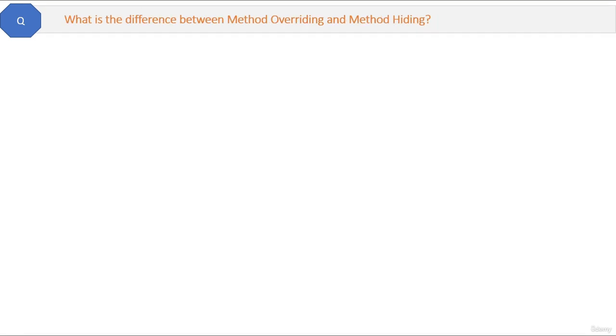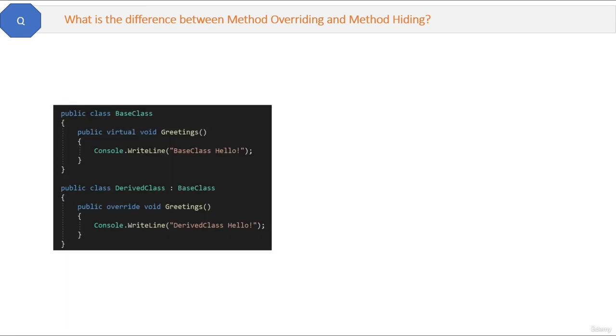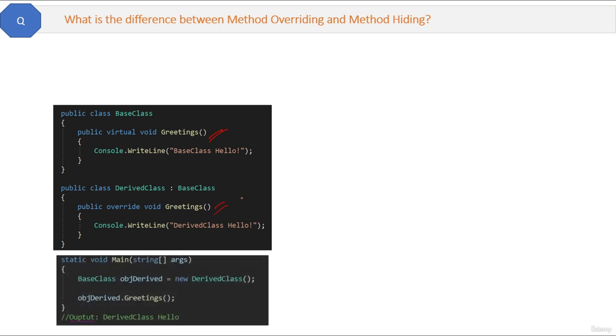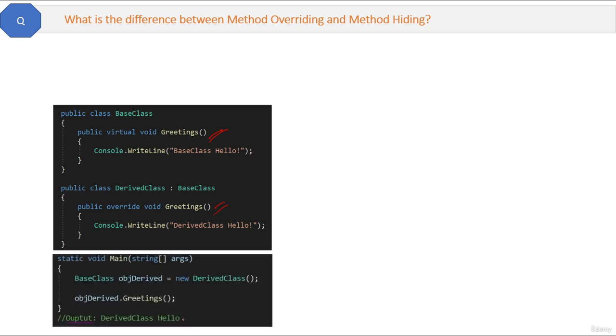Here is a very interesting question. What is the difference between method overriding and method hiding? We already compared overriding and overloading, and this is like the next level comparison. Let's see the code of overriding. Here we are overriding the greetings method in the derived class. Now when we create the object of the derived class, then the derived class method will be called, right?